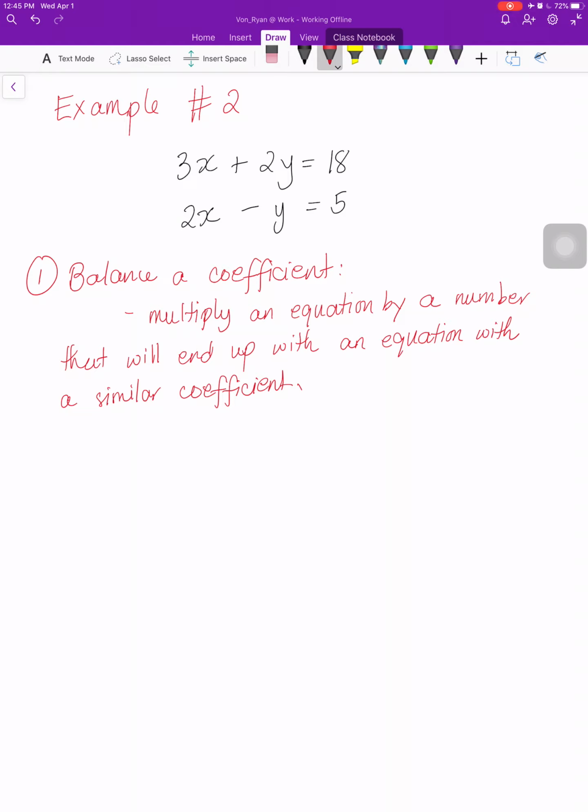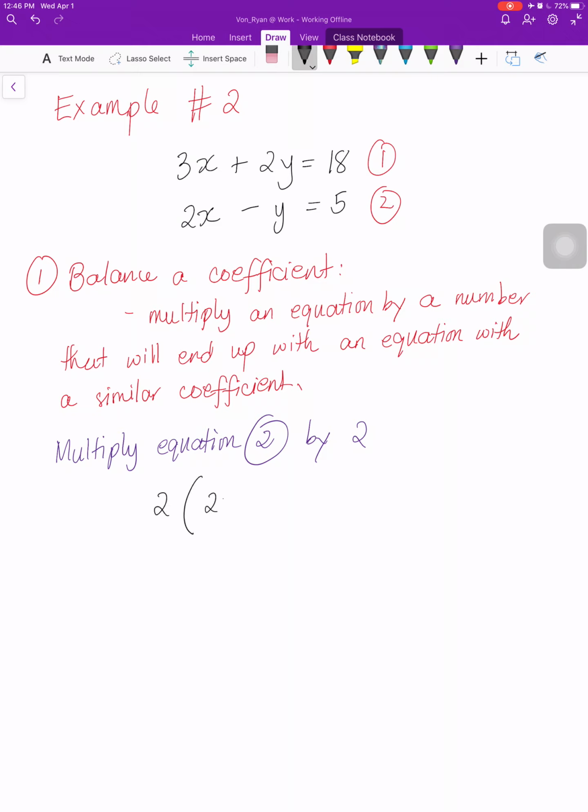So we're going to multiply one of the equations, let's name equation 1 and equation 2, so that we end up with at least one of the variables with common coefficients. In this case, I'm going to multiply equation 2 by 2. So I'm going to write that down. Why am I doing that? Because if I do that, 2 times 2x minus y equals 5, I'm going to end up with 2 times 2x is 4x, 2 times negative y is negative 2y, equals 2 times 5 is 10.